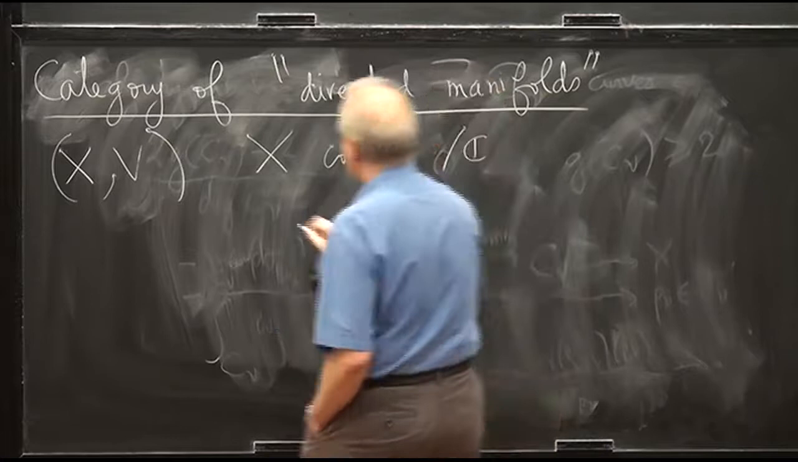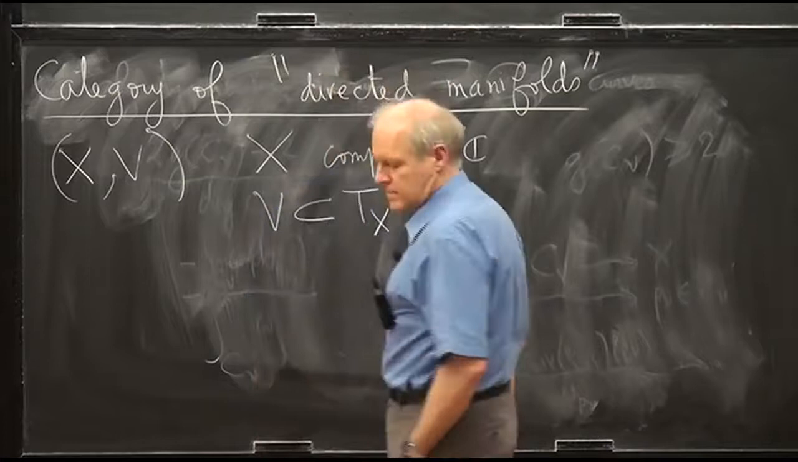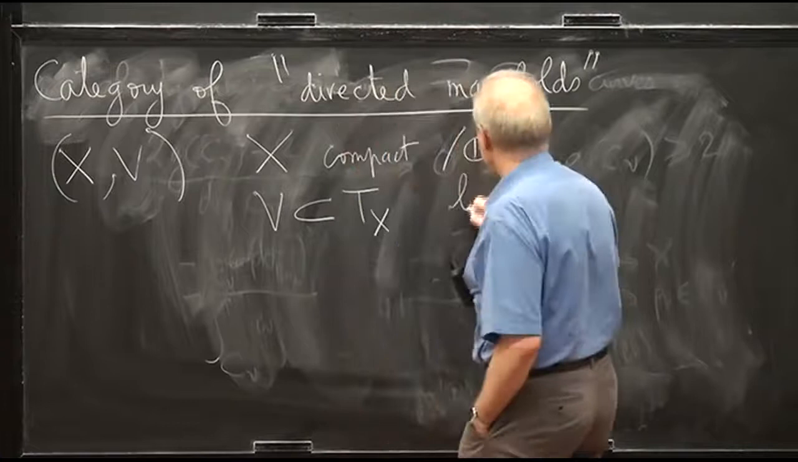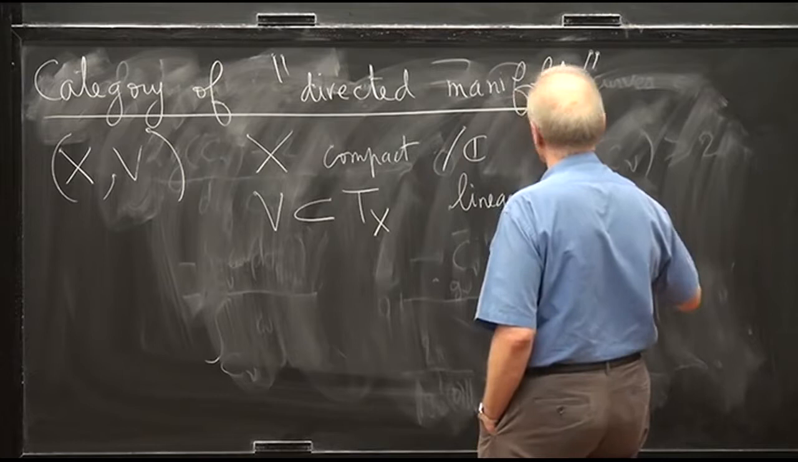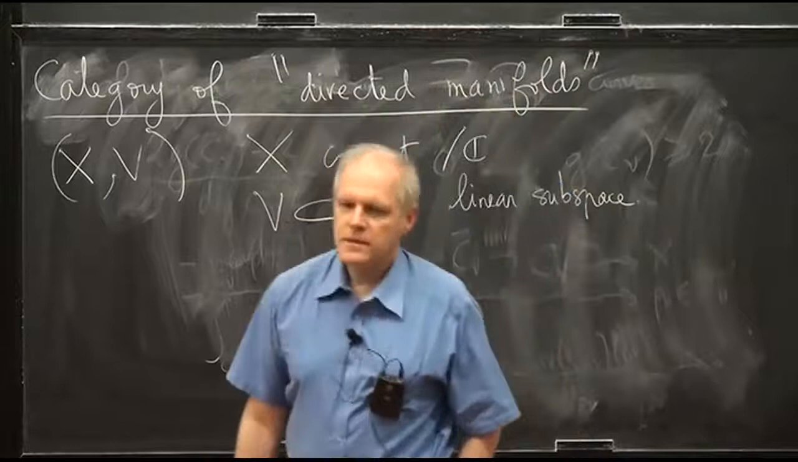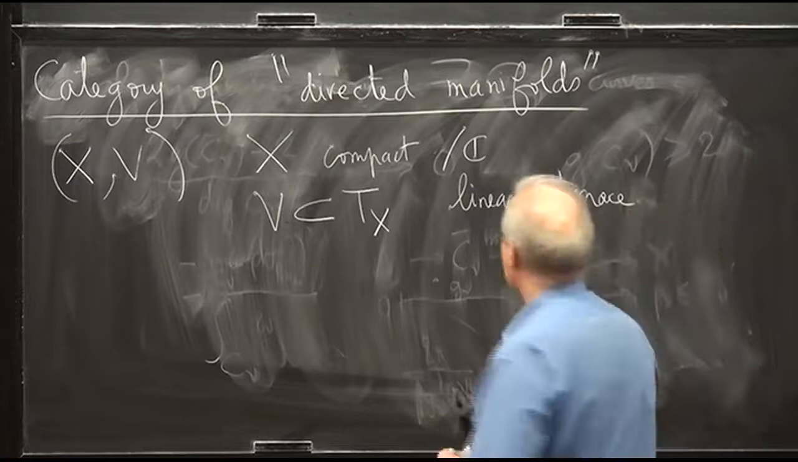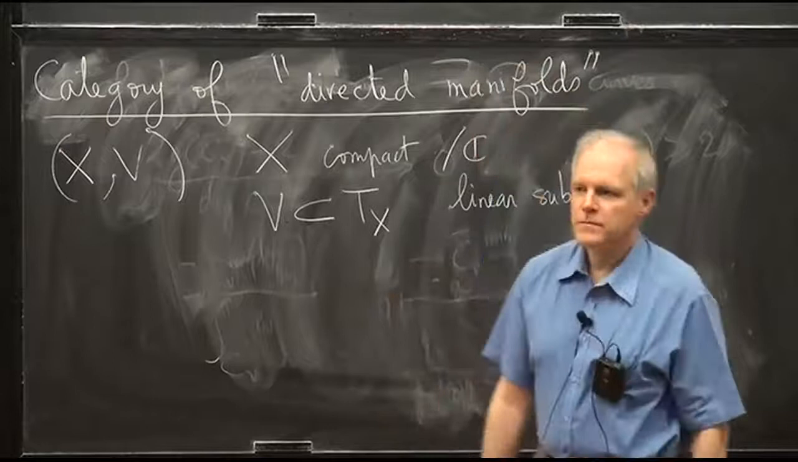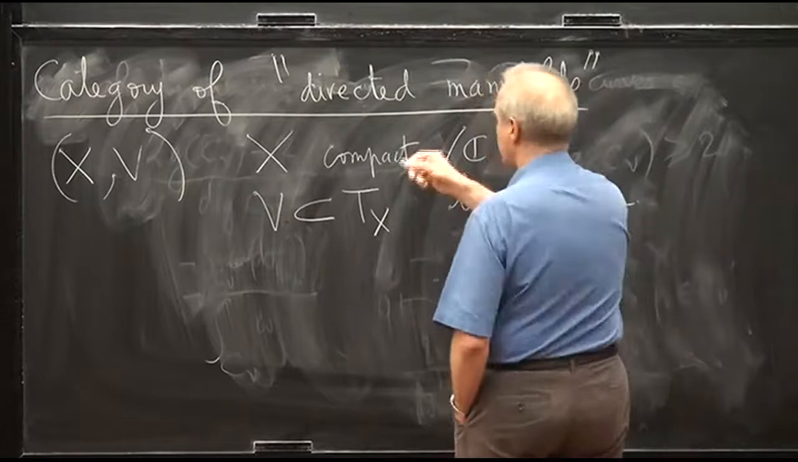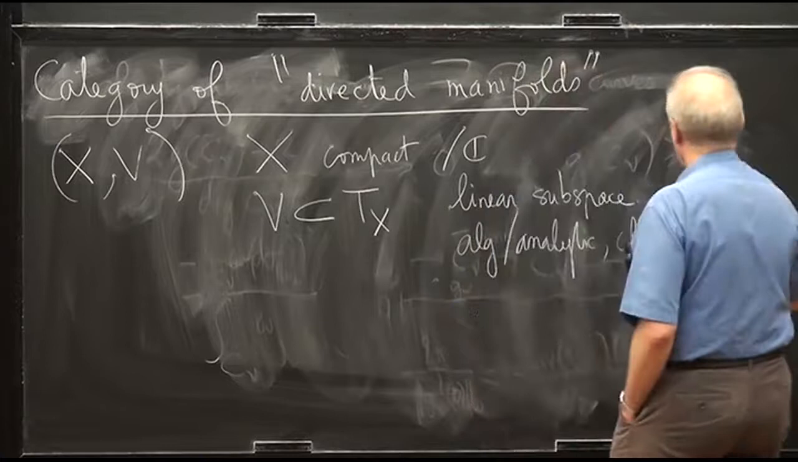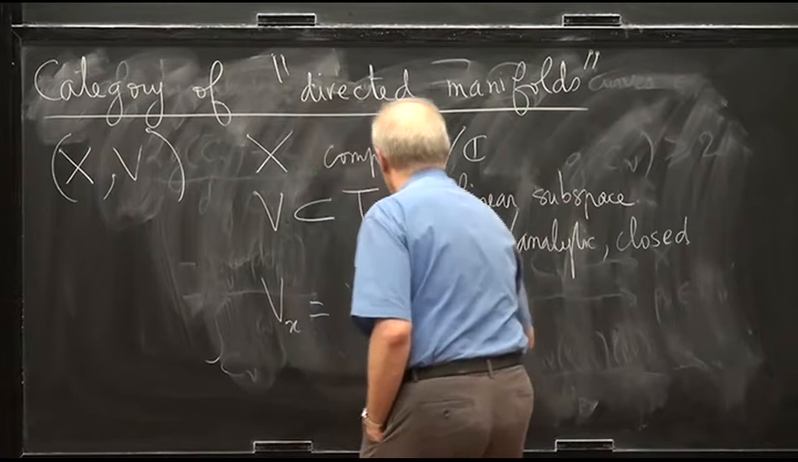and V is a subbundle of TX, or maybe a linear subspace, analytic linear subspace. By this, I mean that it is a closed algebraic subset of the total space of TX, such that all fibers are vector subspaces, but they need not be of the same dimension. So it's a singular vector subbundle. Okay, so this is algebraic or analytic, depending on the setting. Closed. And then all fibers are vector subspaces.